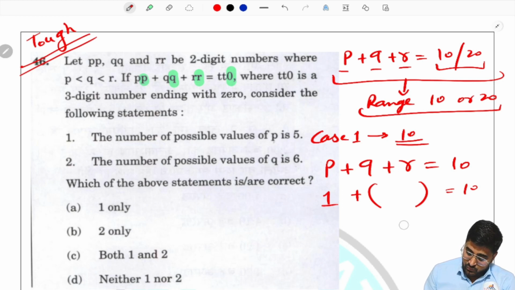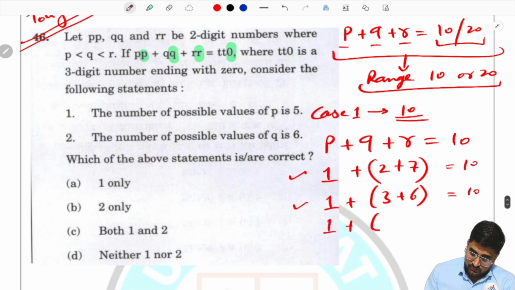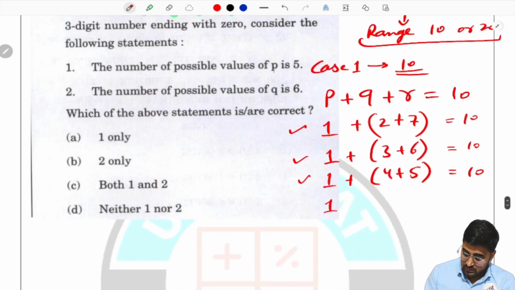So we can put here 2 plus 7 because R is greater than Q, Q is greater than P. So R is greater than, so this is possible, yes. Again we will put it, so 3 plus, we have to make 9. So it becomes 6 and yes, this is also possible. Again put 4 and here it becomes 5. Yes, it is possible.